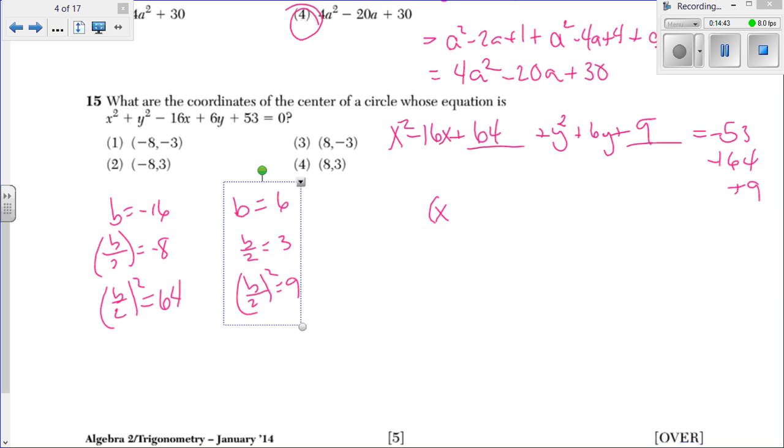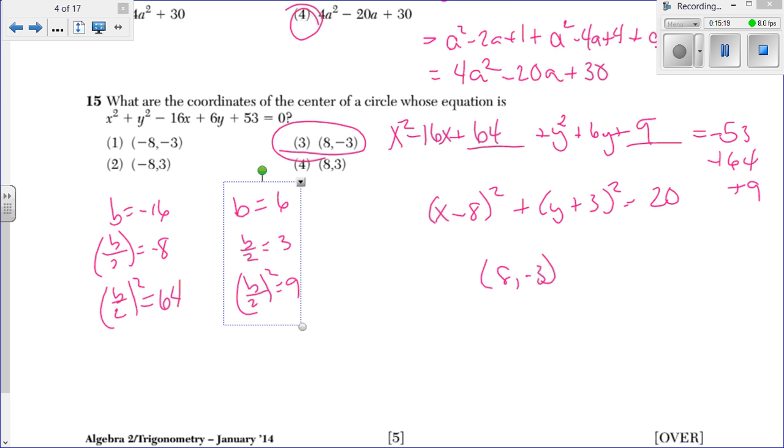Here we have x minus 8, the quantity squared, plus y plus 3, the quantity squared. All I'm doing is factoring them. And then negative 53 plus 64 plus 9 is 20. And they ask for the center, so take your opposite, so it's 8, negative 3, which is for 15, choice number 3.